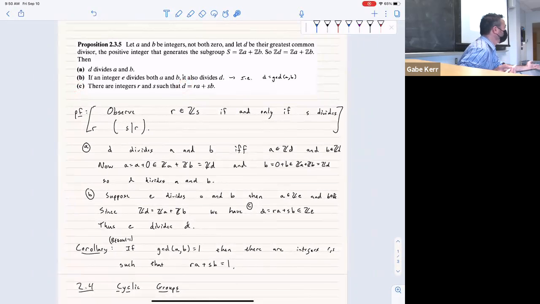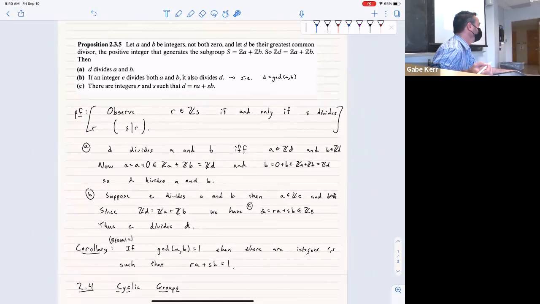So we have this language. Two integers have greatest common divisor 1. We call them relatively prime. They have no common prime divisors. And it's kind of funky. So how does it work? Like, how can you find R and S?